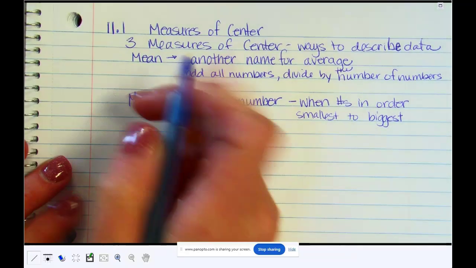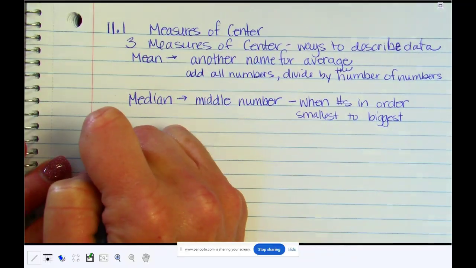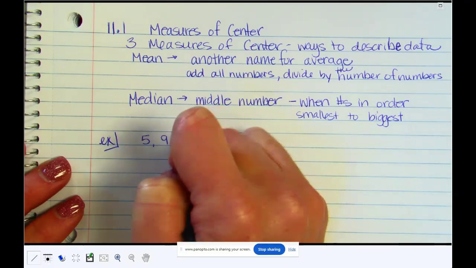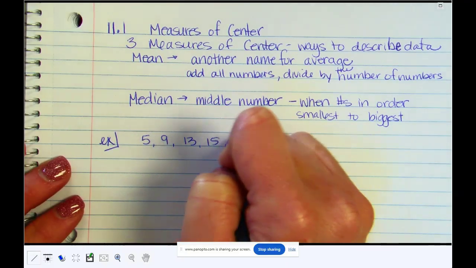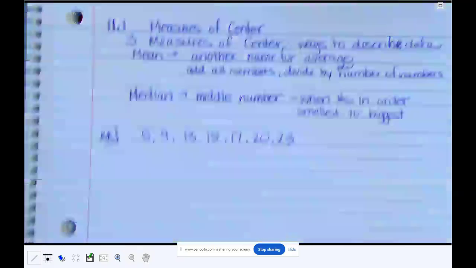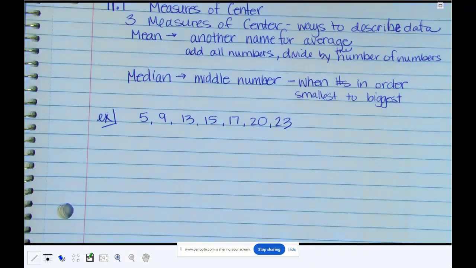Okay, so let's do a couple examples here. Okay, so there's your list of numbers. I'd like you to find the median for me. I'm making your life a little bit easier so there are fewer numbers, and I put them in order for you, which I will not always do.